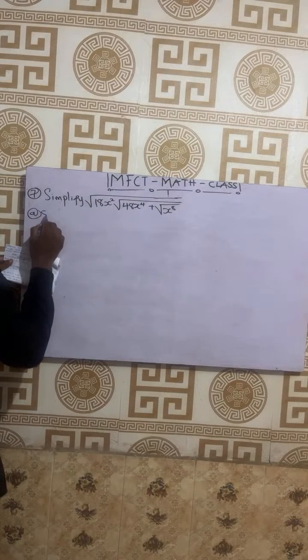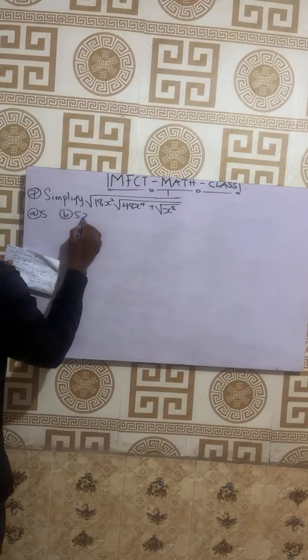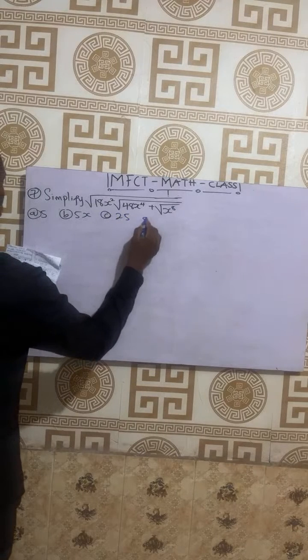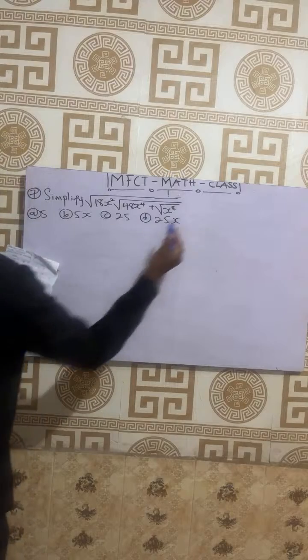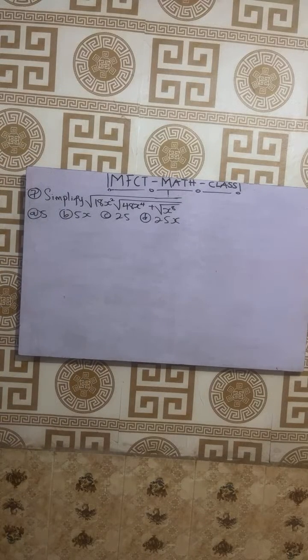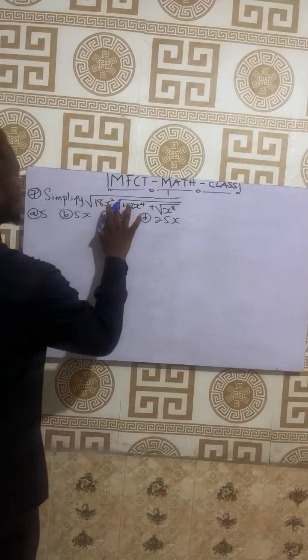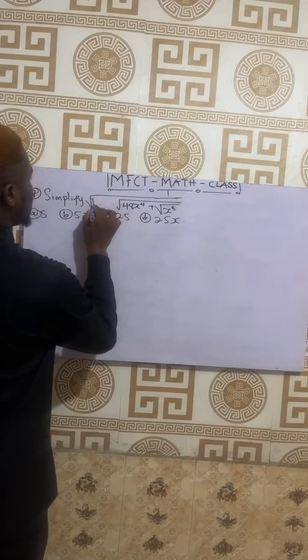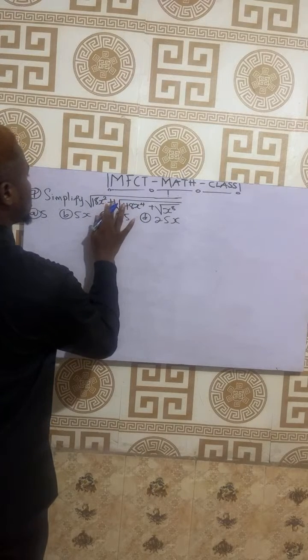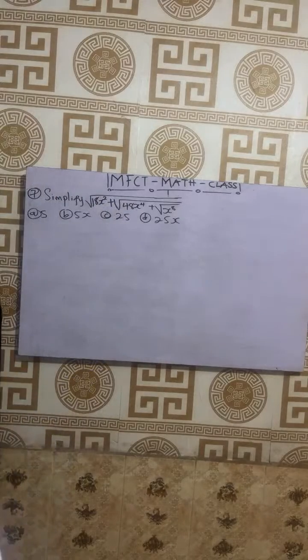Option A, 5. Option B, 5x. Option C, 25. Option D, 25x. Guys, look at this question. This question simply looks as if it is very hard. Simplify square root 18x squared, square root 48x raised to power 4 plus square root x raised to power 8. Guys, there should be a plus here. Sorry, there should be a plus here. It should be 18x squared plus. Now, guys, look at this question.